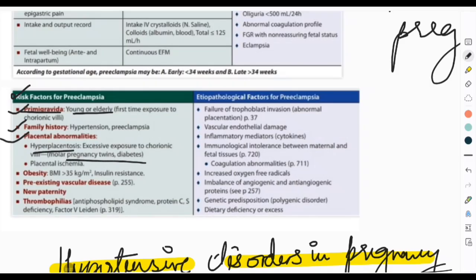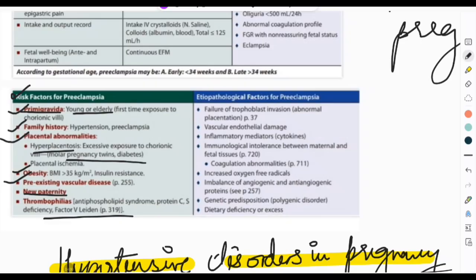So firstly, we saw primigravida, young. So you can remember it as a history: 21-year-old primi, came for the first time in the OPD with a family history of hypertension and preeclampsia, and also with a history of molar pregnancy, twins, that is hyperplacentosis, and who is obese, who has a BMI of more than 35. Okay, or a pre-existing vascular disease, thrombophilias. Okay, so you can remember it as a story.